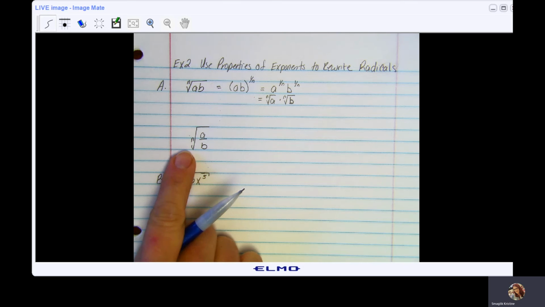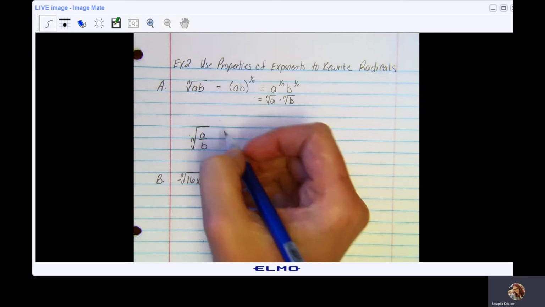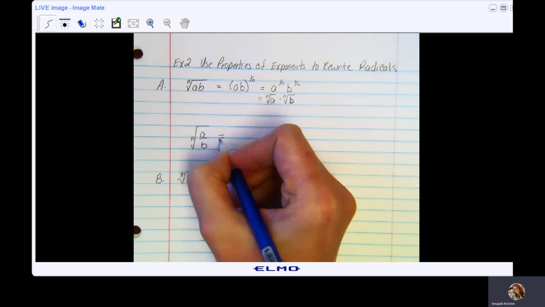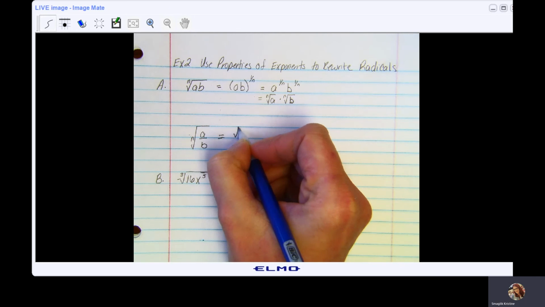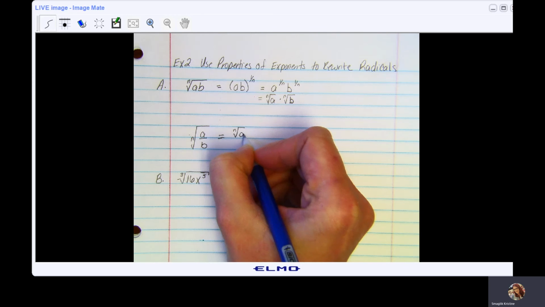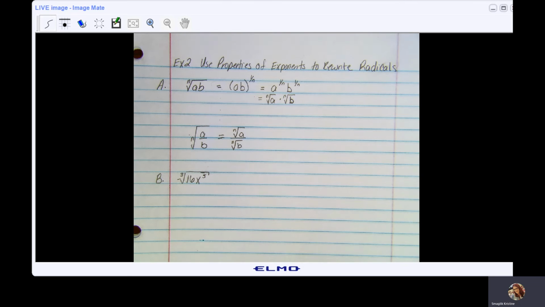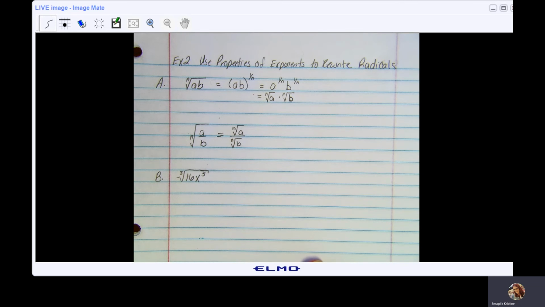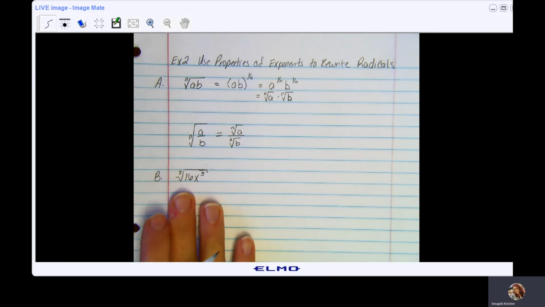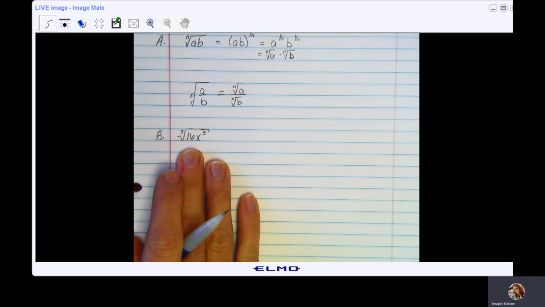Now, likewise, if you have division, understand you can also break this up as the nth root of a all over the nth root of b. Let's do some examples. Now, there are multiple ways to look at simplifying these. I'm going to show you one way, but again, you could have another way and still arrive at the same answer. So let's take a look.